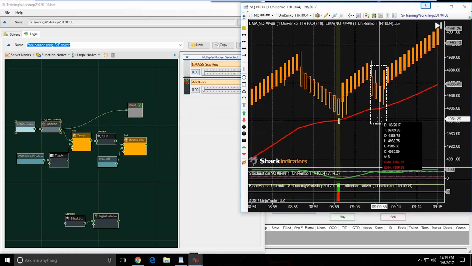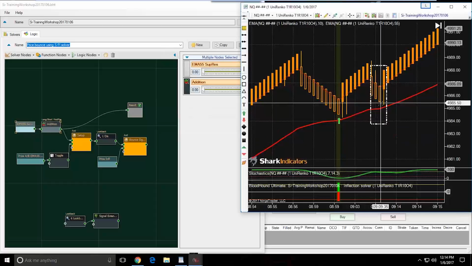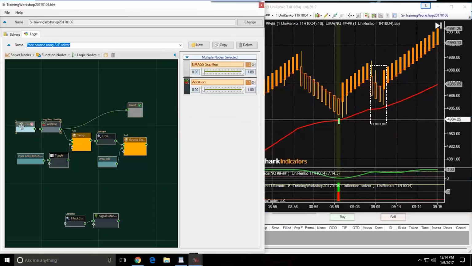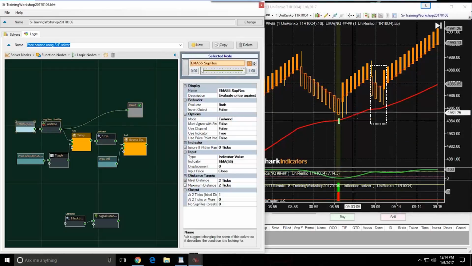All right, let's take a look at the data. So the close price of the bar is 85.50, and our EMA is 84.97. So it was just over 2 ticks. It was just a tad bit more than 2 ticks. So let's go make an adjustment there. Let's make an adjustment for that, right?